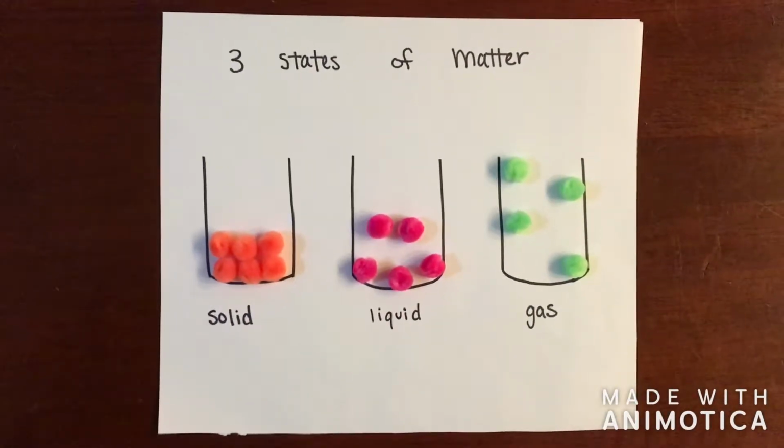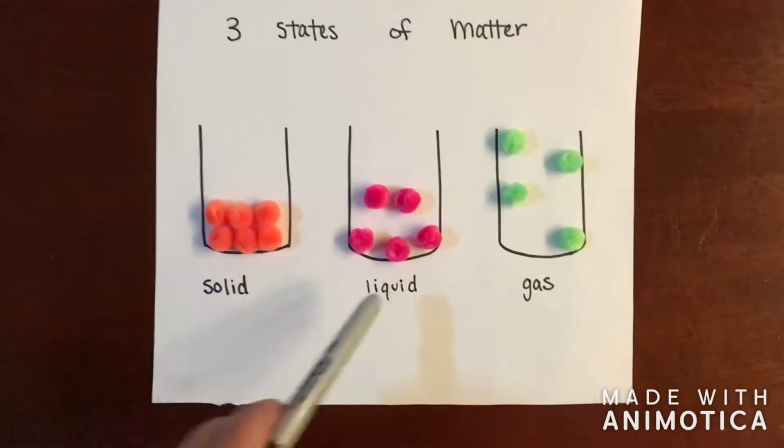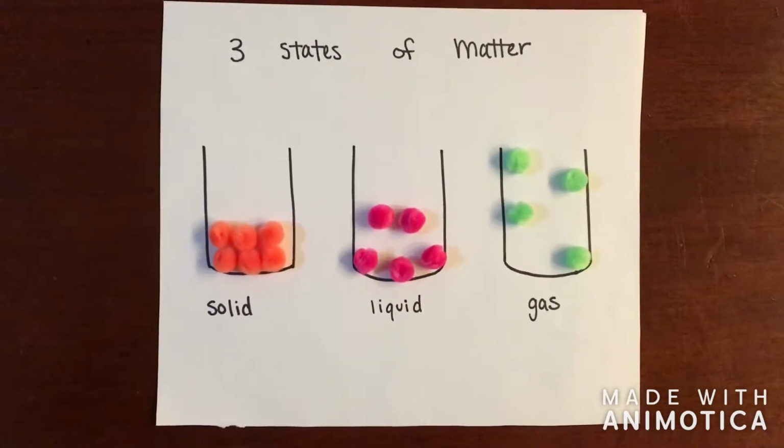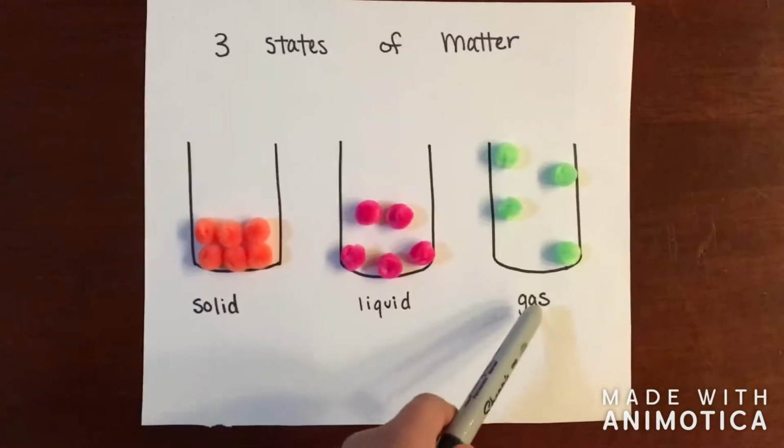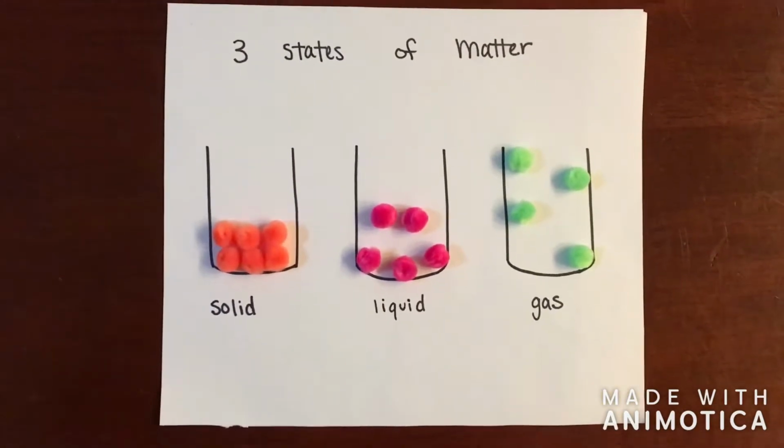There are three states of matter that an element can go through. It can become a solid, liquid, or gas. The element fluorine in its natural state is a gas because it is a diatomic element.